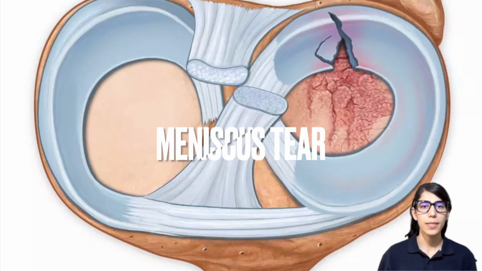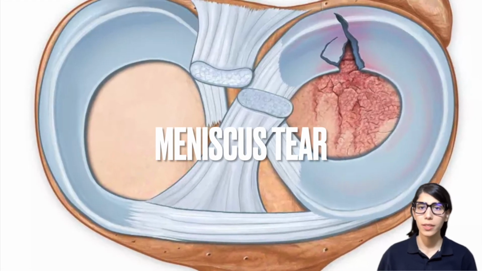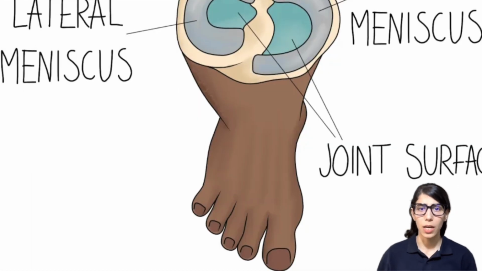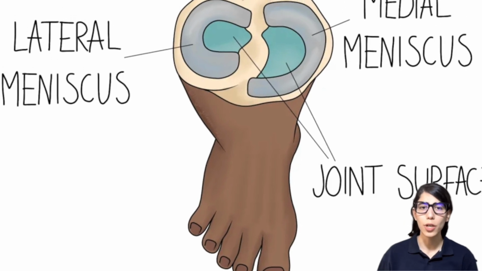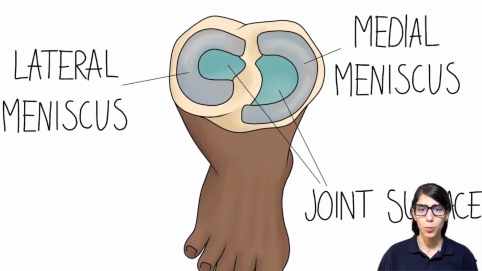A meniscus tear is a common injury that affects the C-shaped cartilage structure within the knee joint known as menisci. The structures, the medial meniscus on the inner side and the lateral meniscus on the outer side, play a crucial role in supporting joint stability, load distribution, and shock absorption.